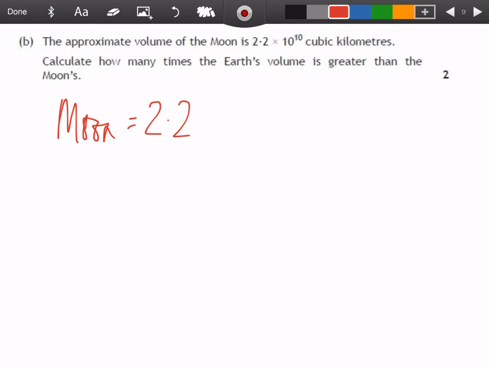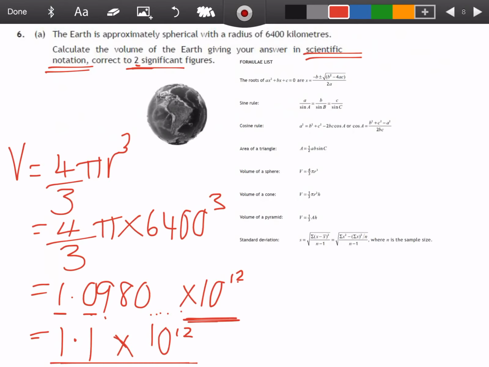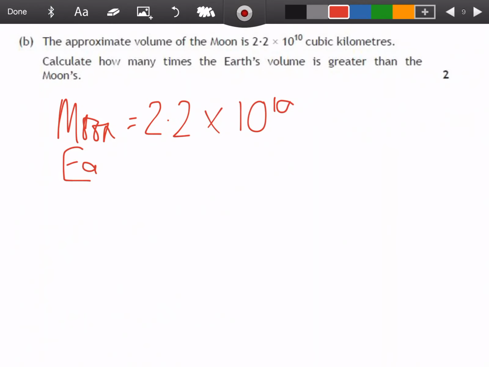Right, the moon is 2.2 times 10 to the power 10. Let me go back and find out what Earth was again. This was Earth, 1.1 times 10 to the power 12. So the question is, how many times is the Earth bigger than the moon? Look at the numbers, that's power of 10, that's power of 12. So how many times bigger is this one compared to this one?